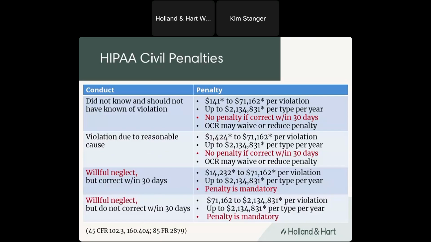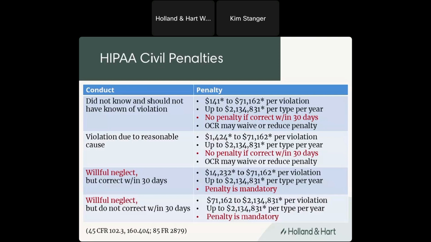If you did not know and should not have known of the violation, it's $141 up to about $71,000. If the violation was due to reasonable cause, about $1,400 up to $71,000. In either of those cases, if you don't act with willful neglect, then guess what? As long as you correct the situation within 30 days, then that is an affirmative defense and the government can't impose penalties. On the other hand, if you do act with willful neglect, then the penalties are higher. Not only that, but in the case of willful neglect, the OCR must impose penalties. So you don't want to engage in willful neglect.